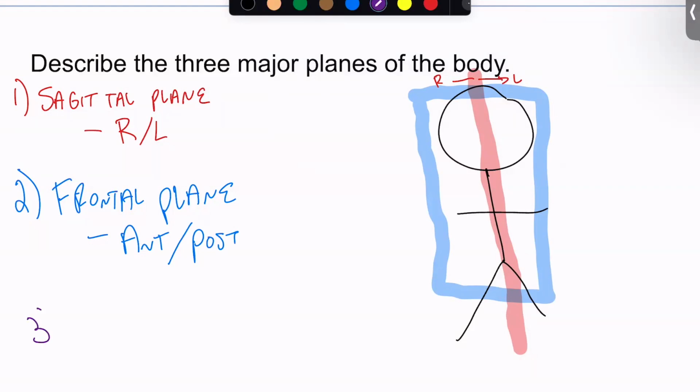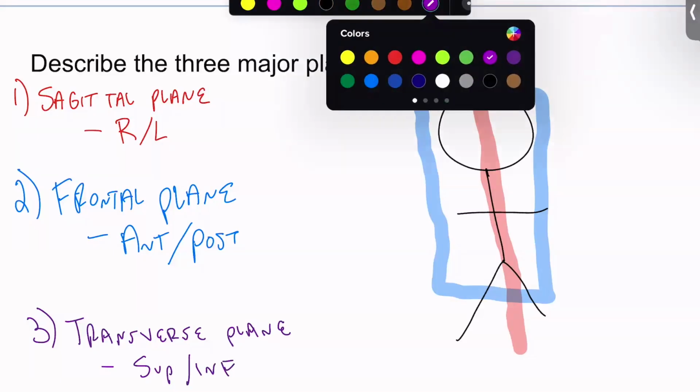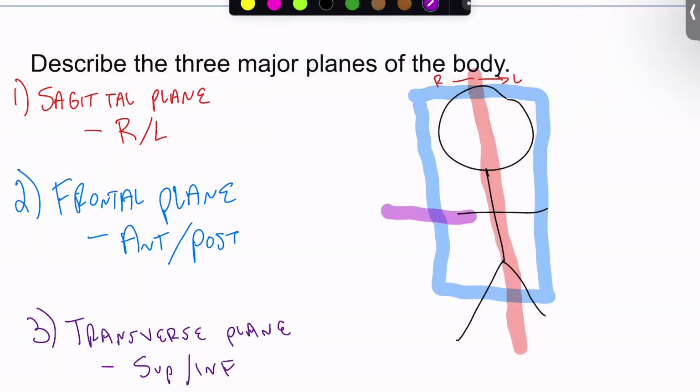And then the last one we have is the transverse plane. And this is going to be dividing the body into superior and inferior. Just imagine we pull one of those Houdini magic tricks and we cut him right down the middle. It's going to be splitting him into superior and inferior sections.